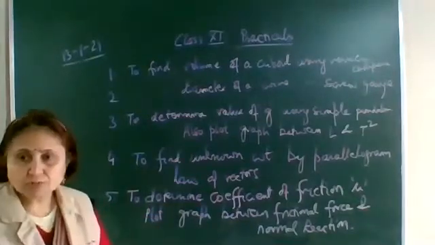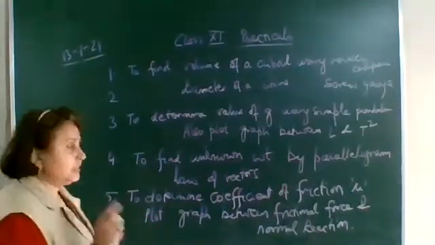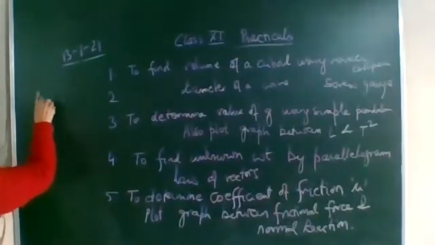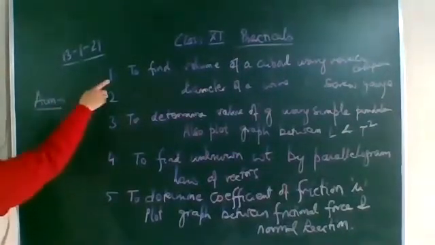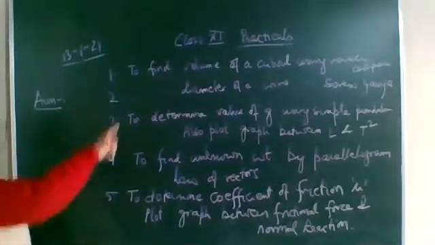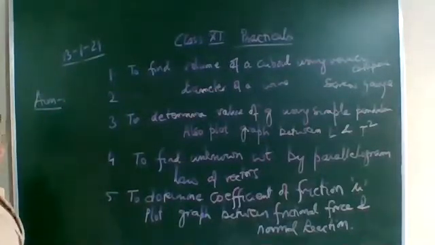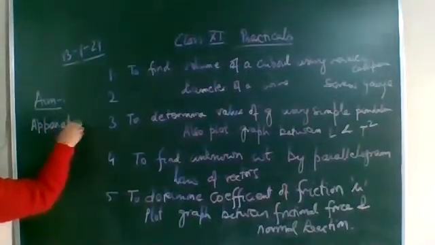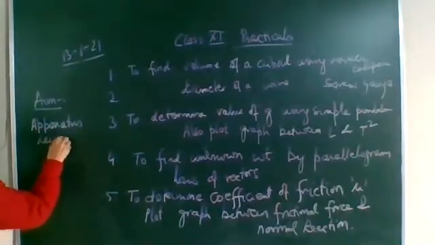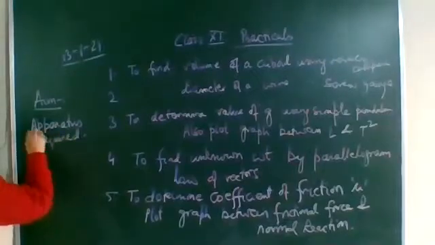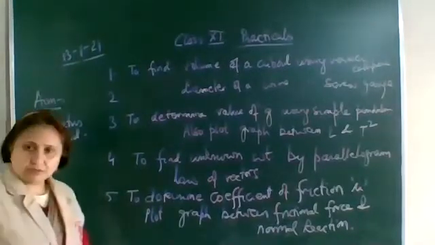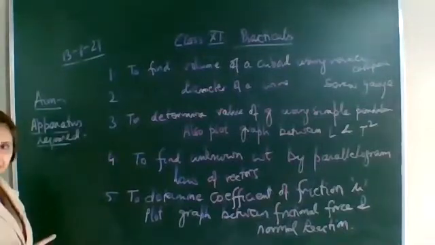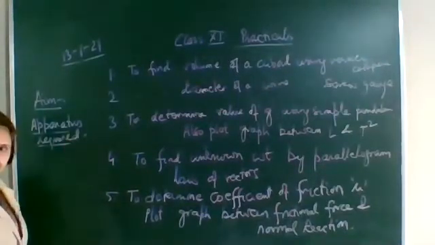Now in the practical notebook, how will you write this experiment? Experiment number 1. First, you will write the aim of that experiment. Whatever aim is given over here, this is the aim of the experiment. Then apparatus required. In whichever book you have, in the practical notebook also, these experiments are given. So what all apparatus you need, here you will write the apparatus required.